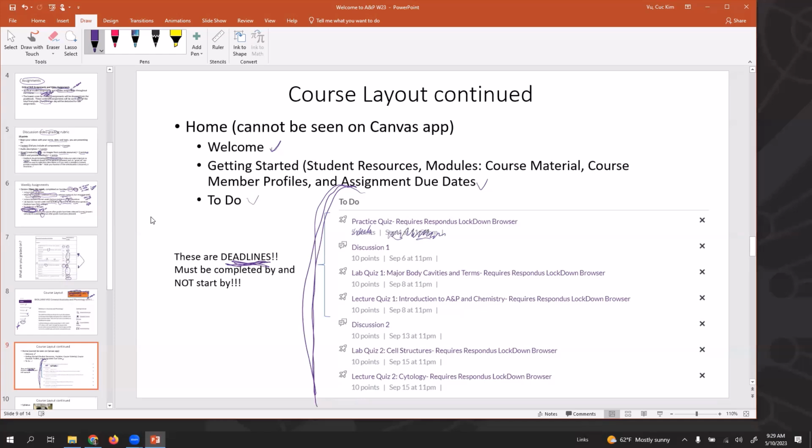Okay, but essentially it will tell you when it's due and by what time. And this 11 p.m. is always Central Standard Time. Okay, so that list should be helpful for you in terms of what all you have to do and when it's due by.